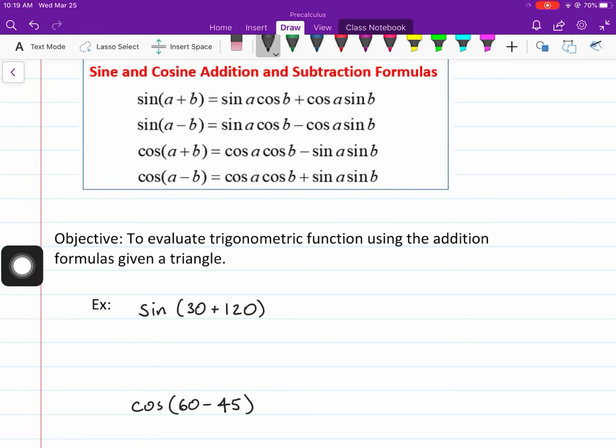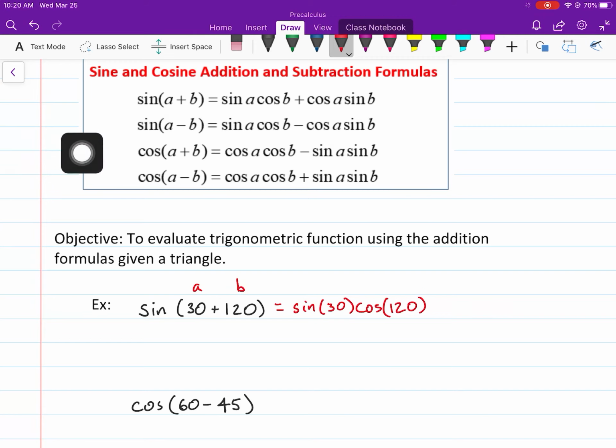So let's just look at this first example. We have sine of 30 plus 120. If we look at this identity up here, it's going to be sine of a. Let's just say this is a and this is b. So sine of a, so sine of 30, times cosine of b, which is 120. I'm just going along with this formula, plus cosine of 30 times sine of 120.